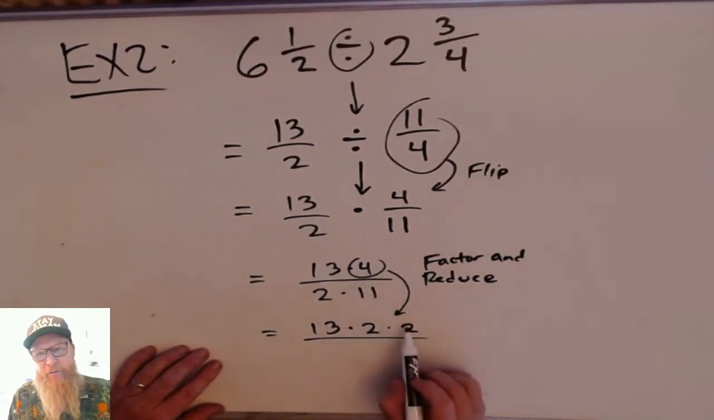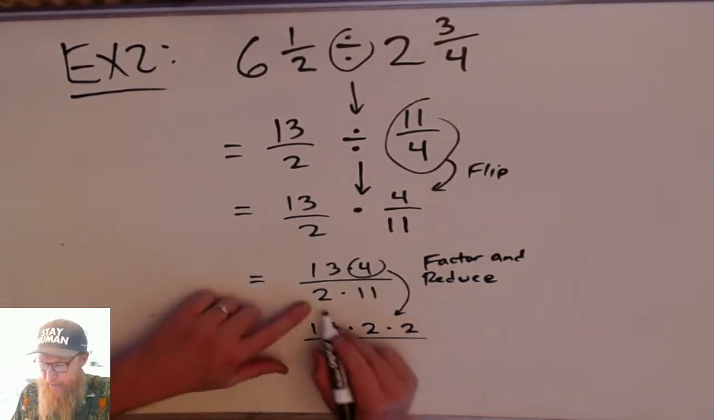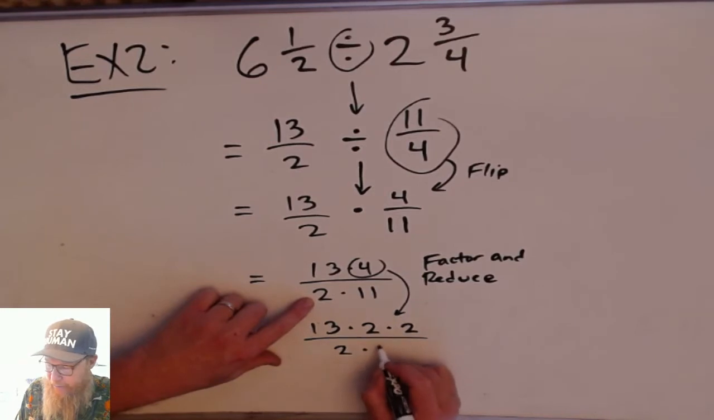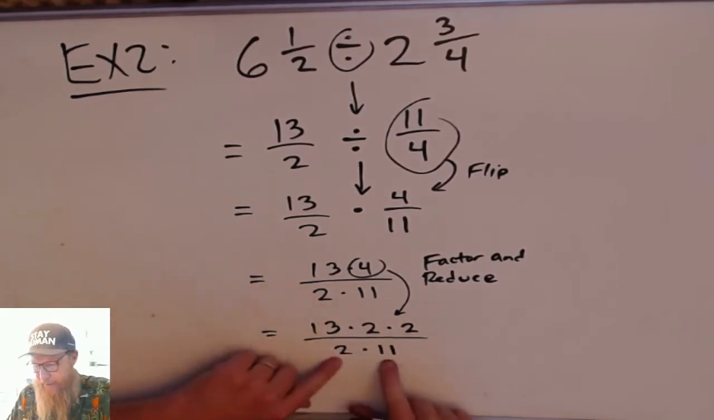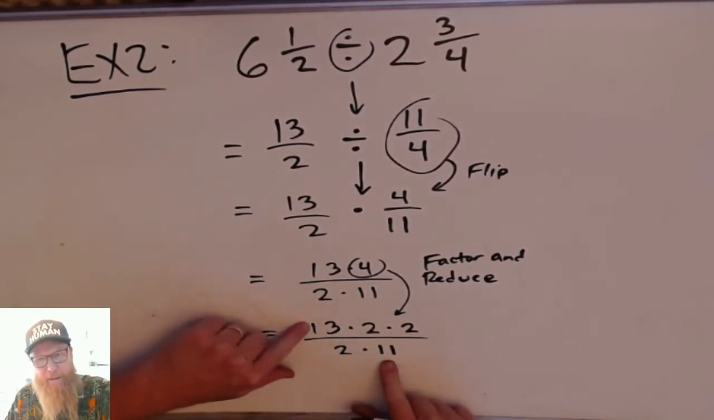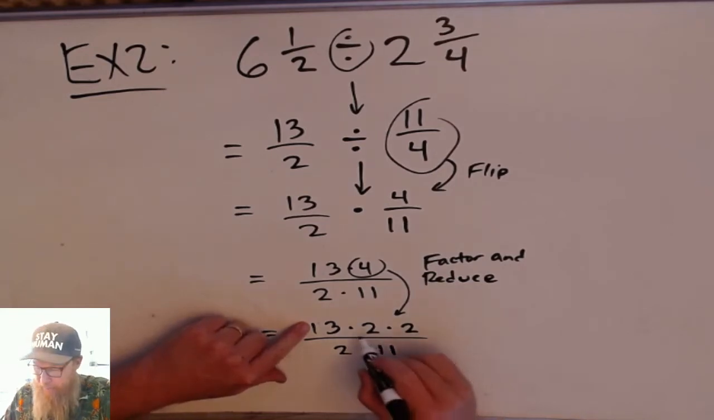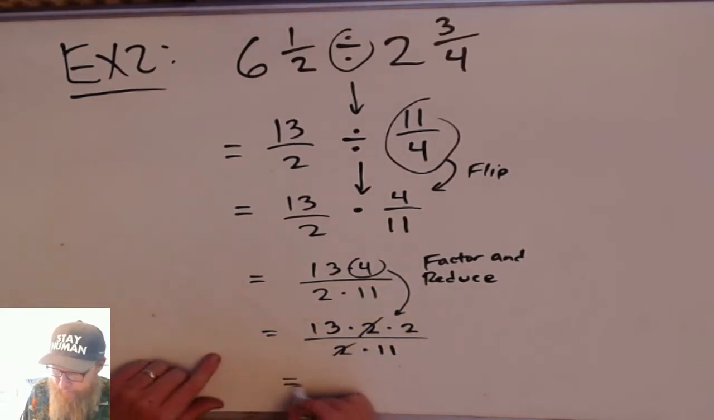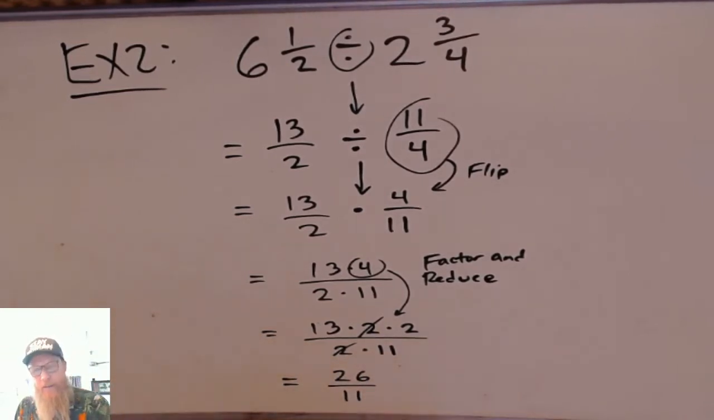So I factor the 4 as 2 times 2. The rest of it's already factored. 2 times 11 and the 13, those are already prime. And then cross off a pair of 2's. So 13 times 2 is 26, and then the denominator is 11.